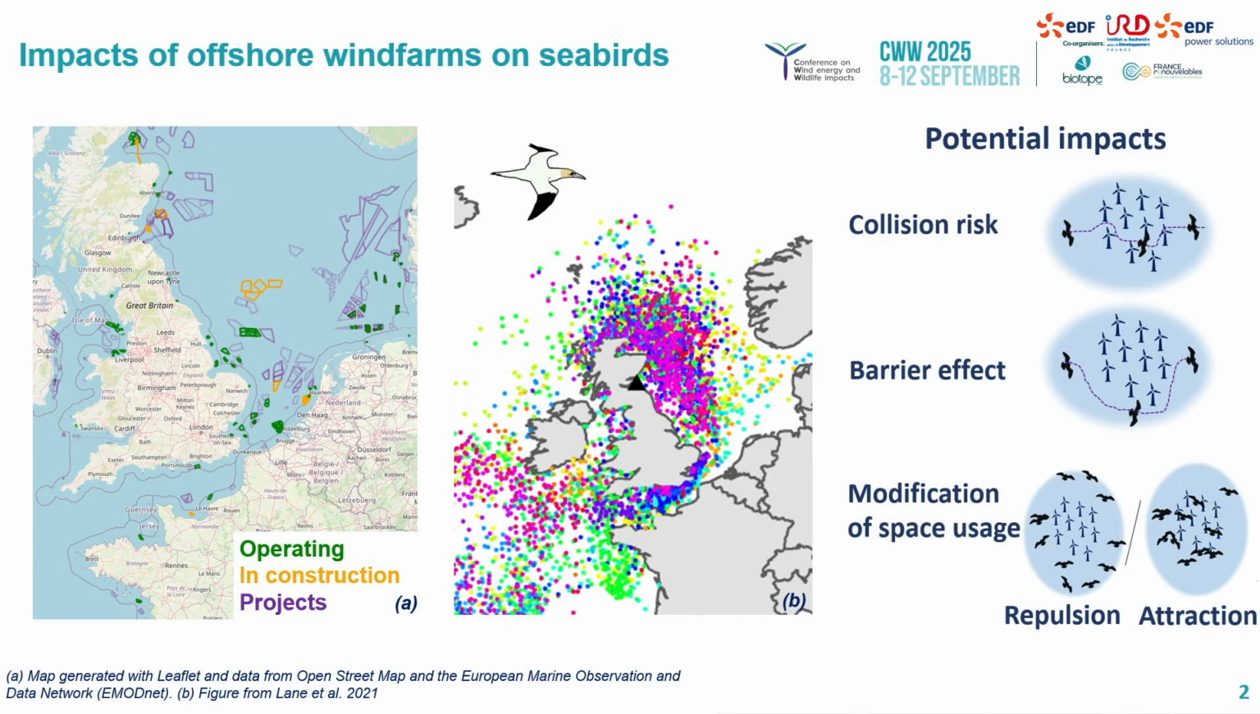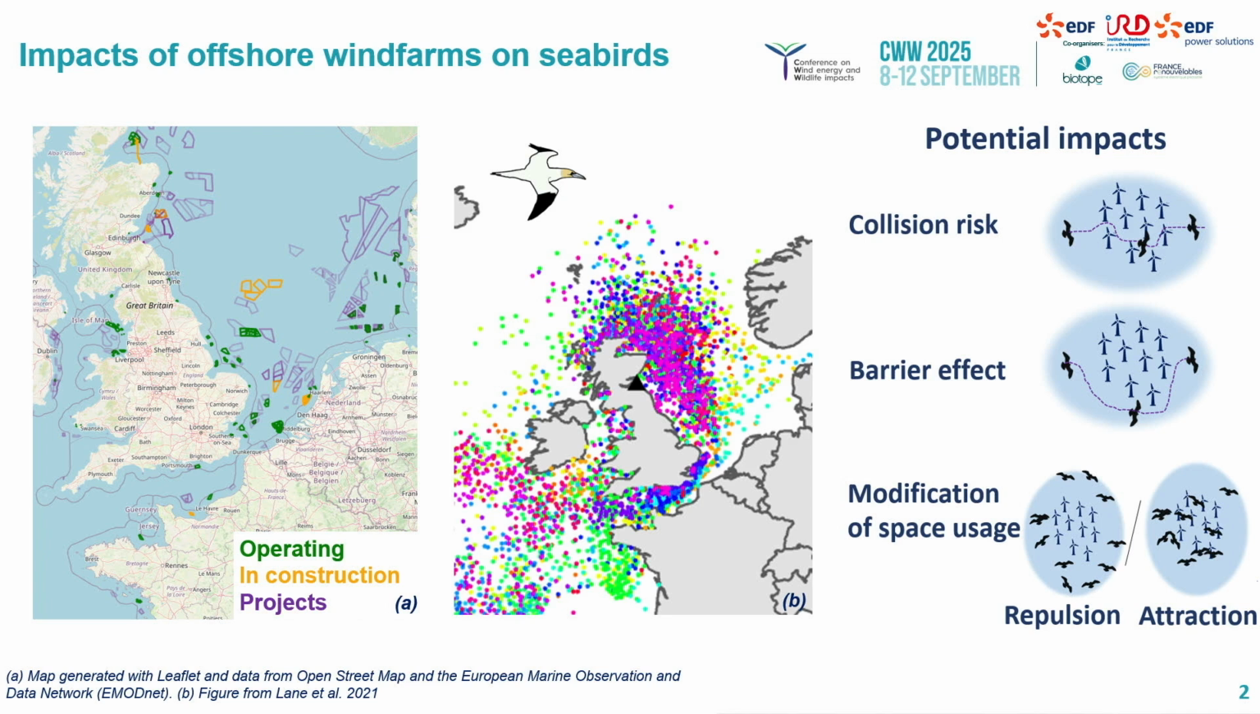So the context and main starting point of this study is kind of obvious. It's the ongoing development of offshore wind farms in Europe and the fact that those wind farms share space with seabirds. Here you have the example of a northern gannet followed by telemetry by a study from Lane et al.